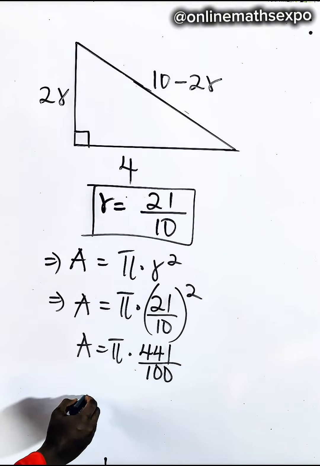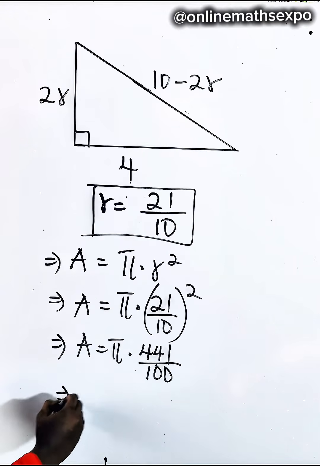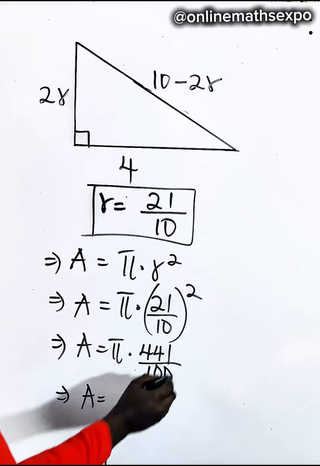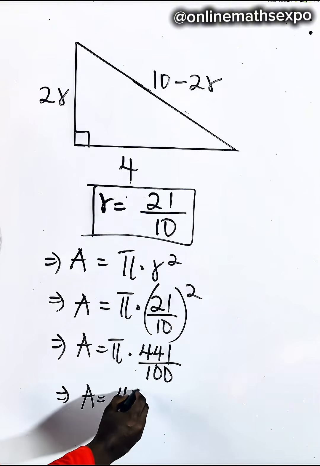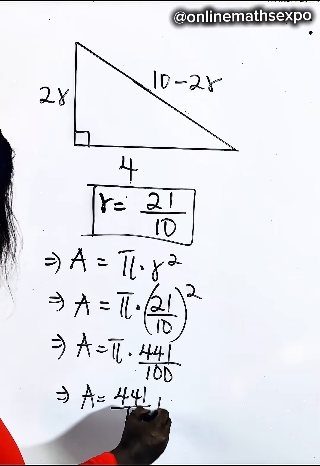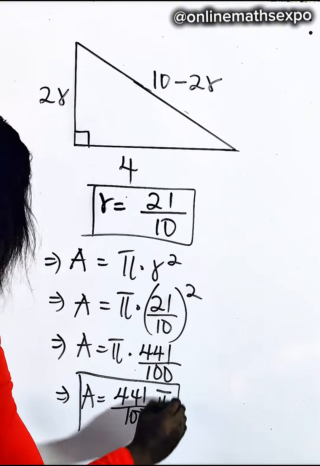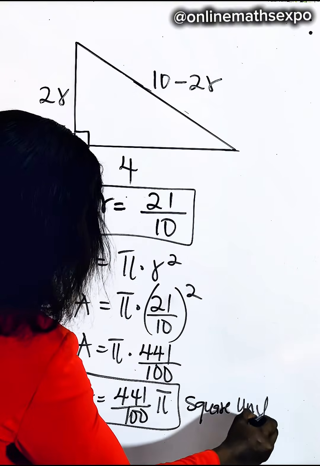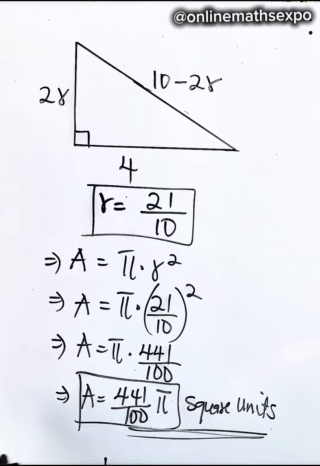So our area is equal to, we can simplify this, or we can also leave it as 441 on 100 pi. And because it's an area, it is going to be in square units. So this gives us the area of the circle.